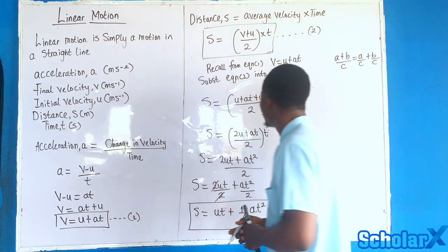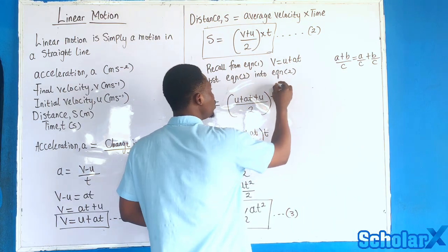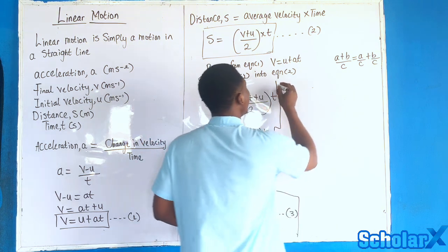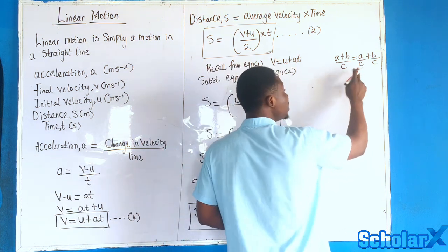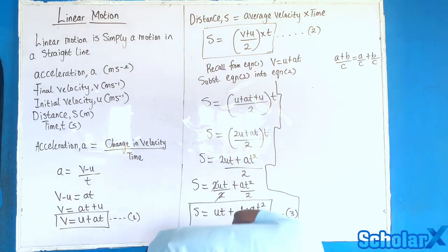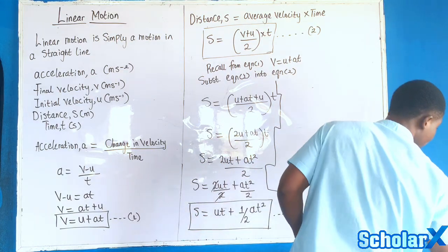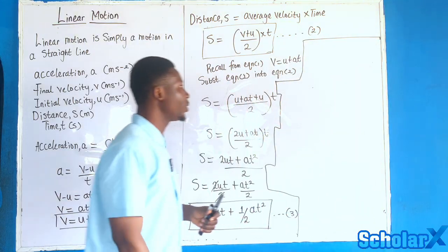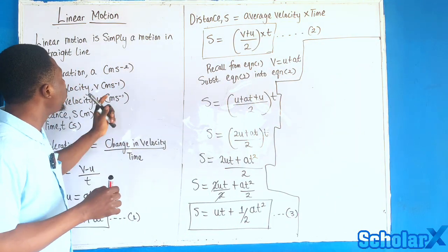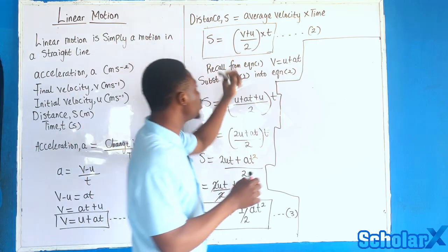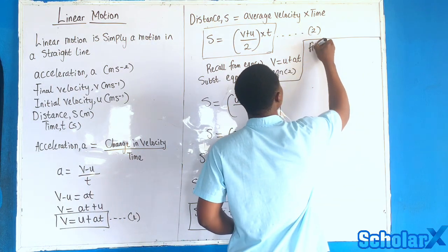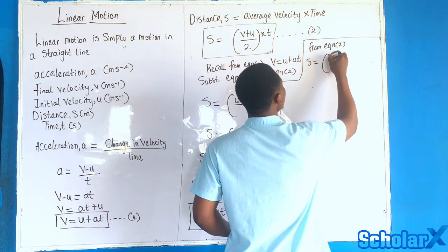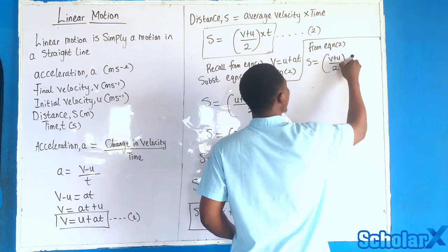Now let's continue. Let's continue from here, because I think we still have small space here. Hope you've written this. Take note of that. Very, very important. Now, we're going to recall from equation 2. From equation 2, we know that S is equal to (V plus U) over 2 multiplied by T.